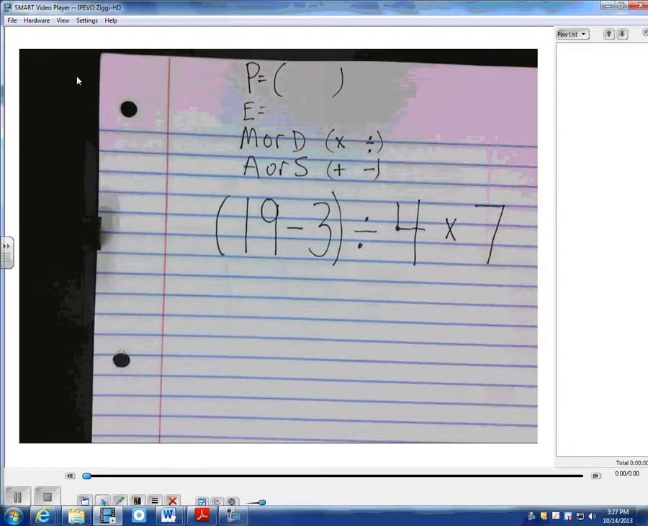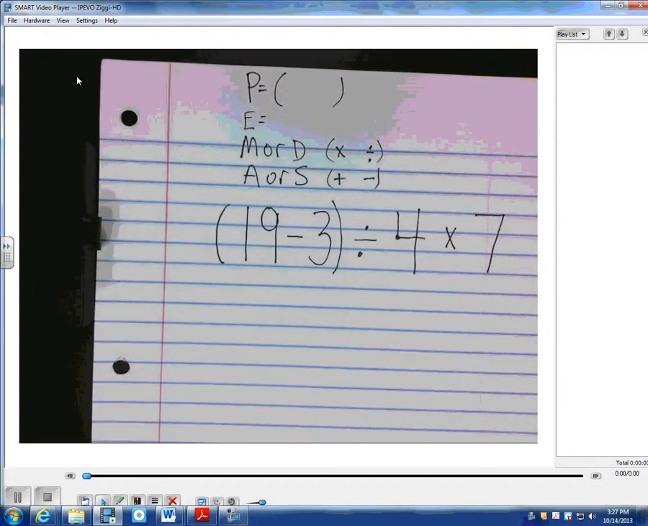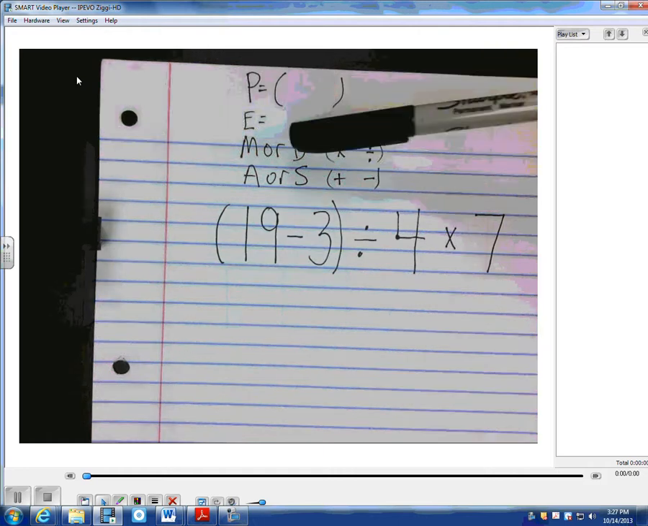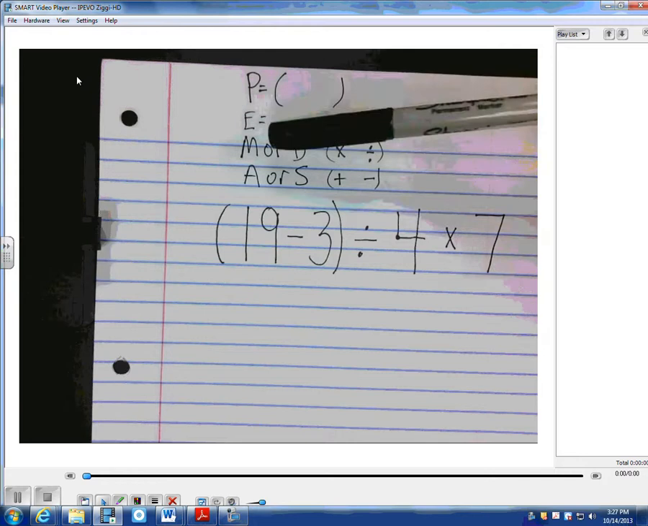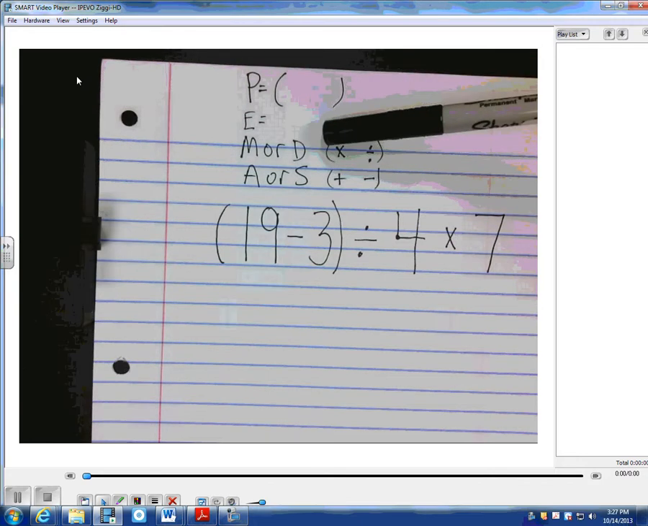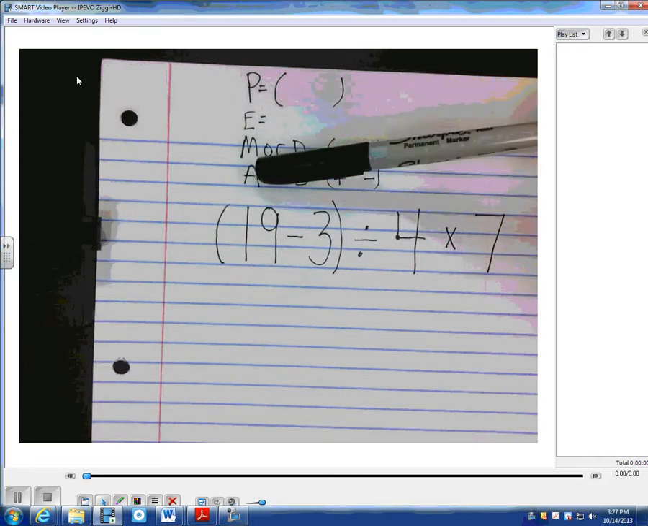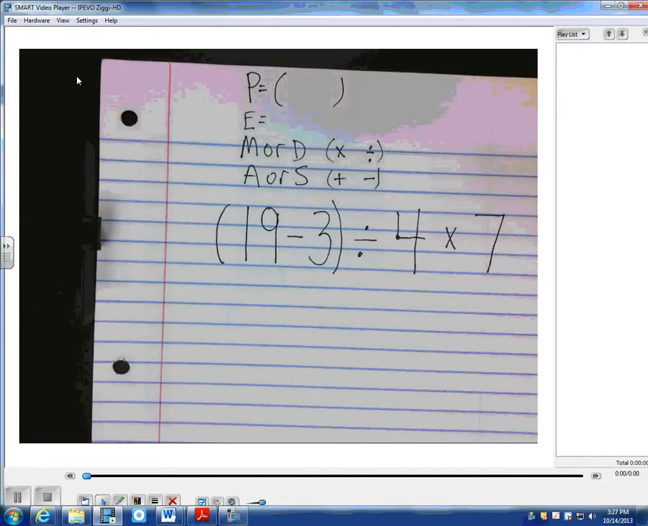So again, just a quick review. When we have order of operations, we do our parentheses first. Then we do our exponent. There is no exponent in this problem, so you don't have to worry about it. Then we do multiplication or division, whichever comes first, going left to right. And then you do addition or subtraction. Again, whichever comes first, if you have both in the same problem, going left to right, you do that first. So we'll work through this one together a little bit, and then you'll finish it.